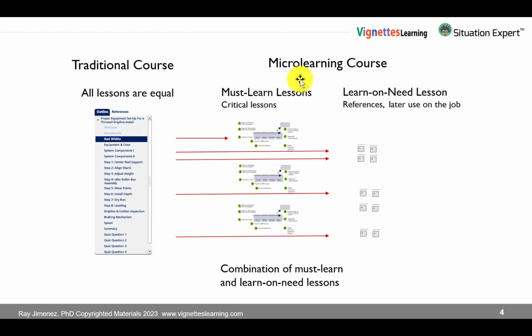On the other hand, microlearning courses are divided into two parts: must-learn lessons and learn-on-need lessons. You will see that only about 20 to 30% are must-learns, and learn-on-need lessons are probably about 70, 60, or 80% depending on the topic.